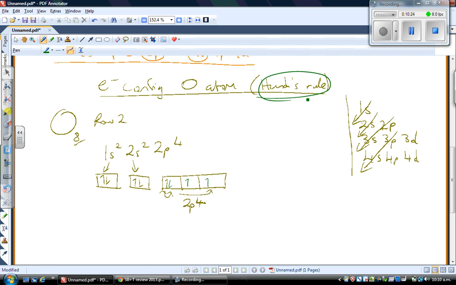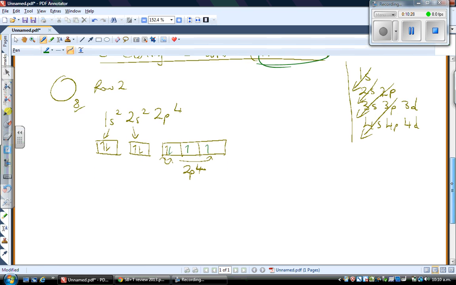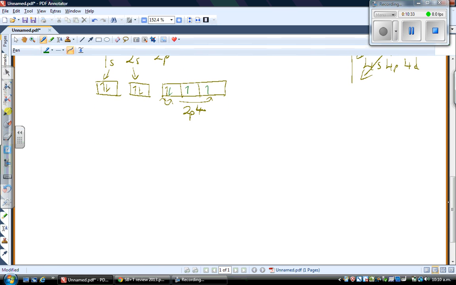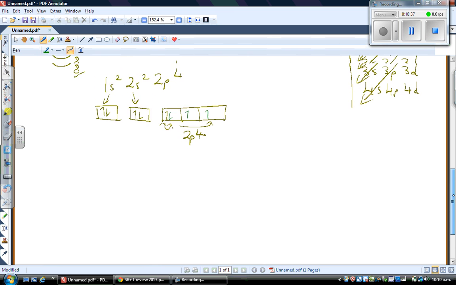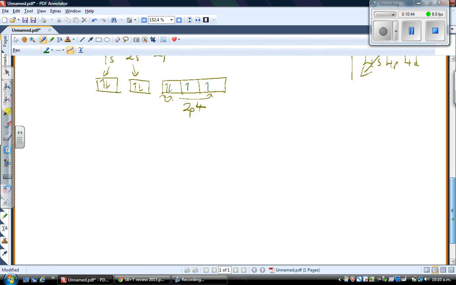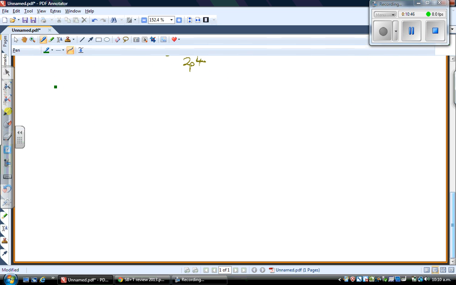Okay, so that's Hund's rule. The next thing I want to look at is that there's a shorthand for writing electron configurations, because as you move into the transition metals and the elements with more and more electrons, you don't want to have to continuously write 1s2, 2s2, 2p, 3s2, 3p, etc. So we have a little shorthand we can use, and it's essentially based on using the noble gases.